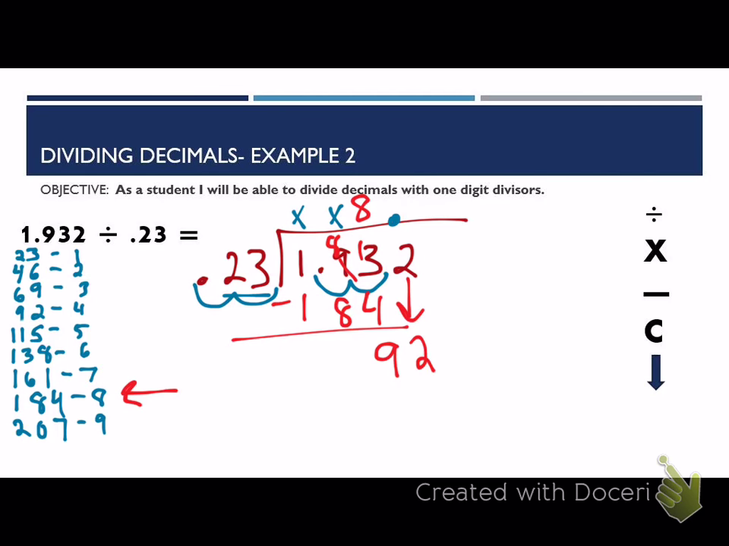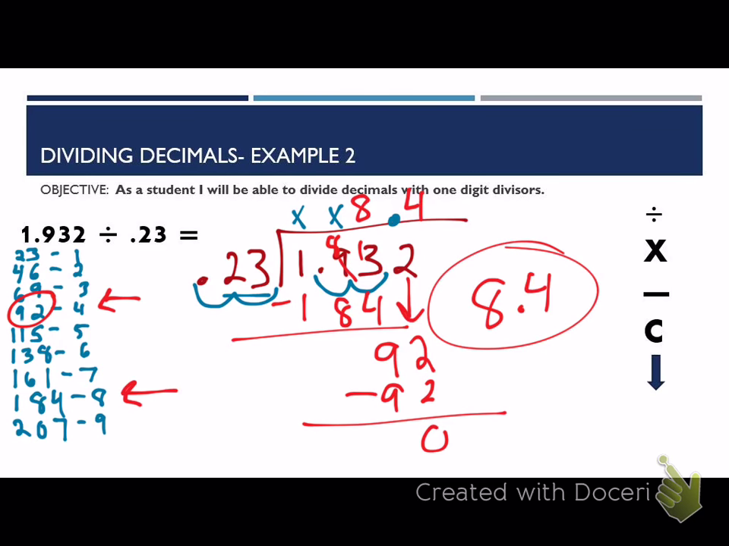How many times does 23 go into 92? Let's look at our list. Oh, look at that. 4 times. Congratulations. 4 times 23 is 92. It works out nicely. We have nothing remaining. Our answer is 8.4. Once again, we used our fast facts to help us out.